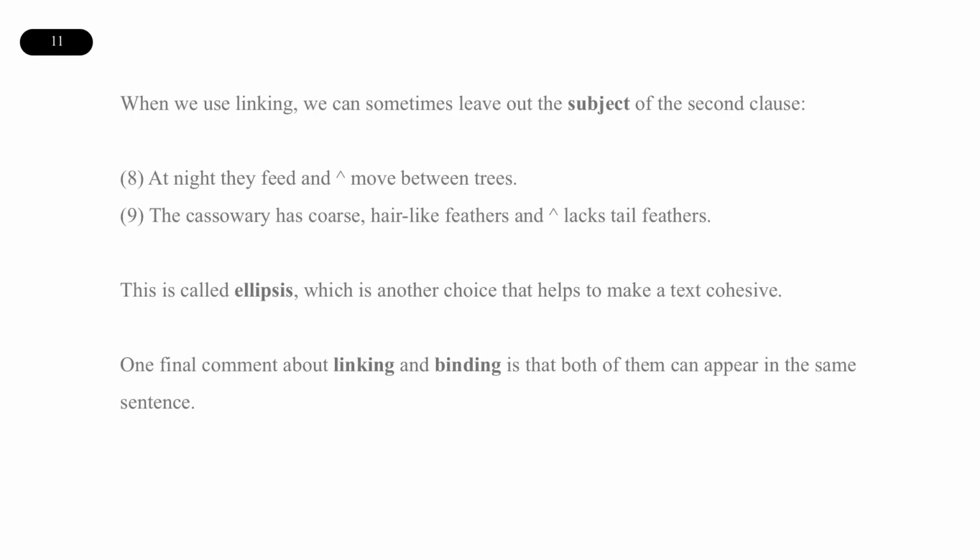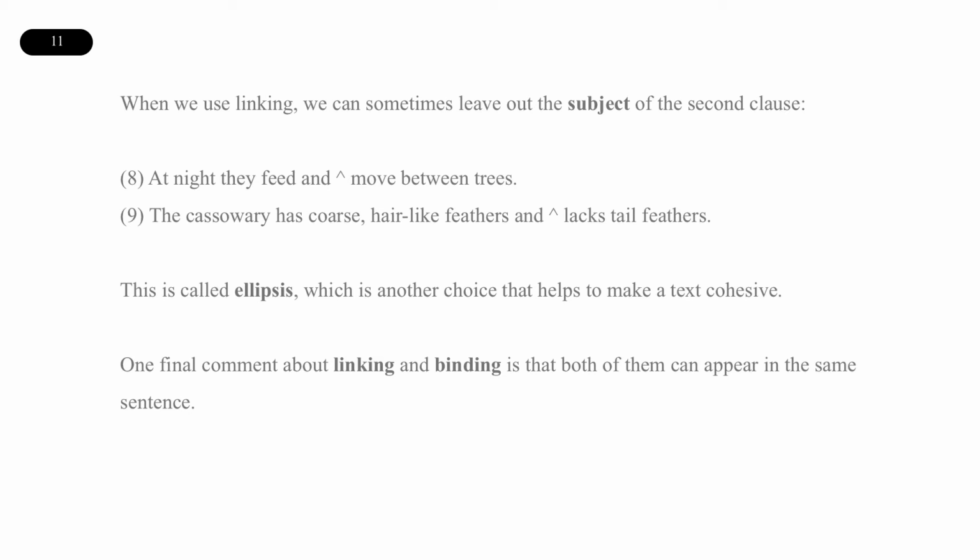And when we use linking, we can sometimes leave out the subject of the second clause if it's the same subject. So here are 2 examples. And this is called ellipsis. It's another choice that helps to make a text cohesive.